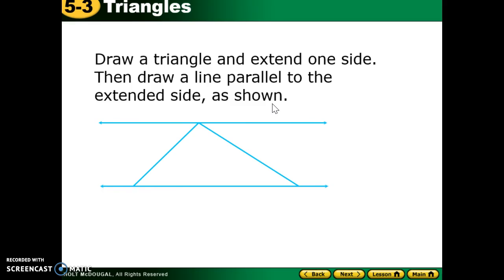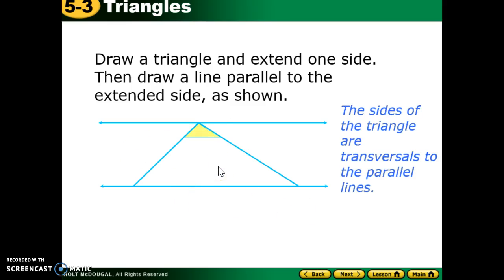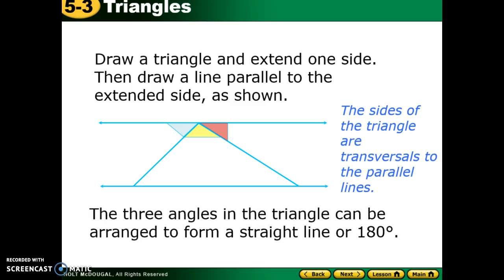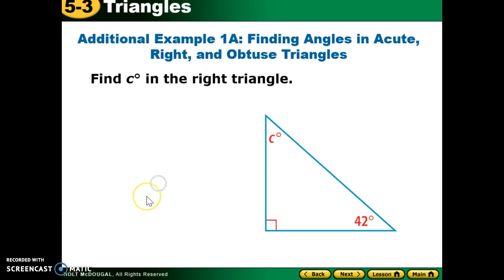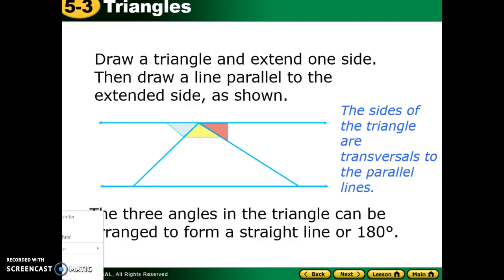If you draw a triangle, extend one side, then draw a parallel line to the extended side as shown, you have something that looks like the problems we worked on in class. Two parallel lines cut by two transversals, and we know that this angle and this angle are congruent, which is pretty cool. Those are alternate interior angles. We know that they're congruent. So that's awesome. It makes a straight line, 180 degrees.